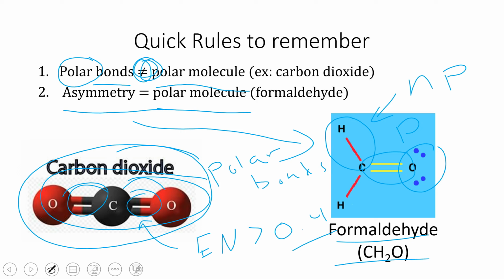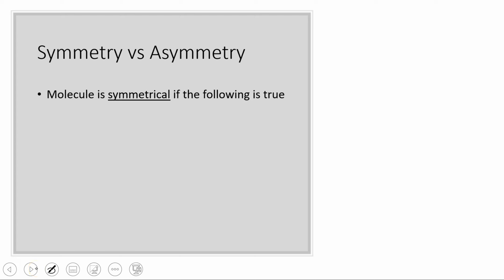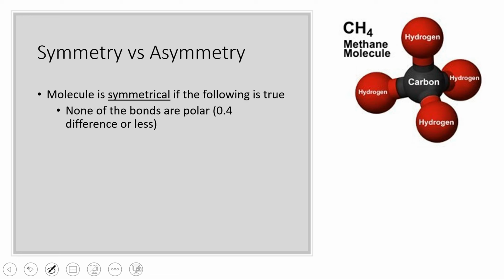All right. Now, symmetry versus asymmetry. How can we tell just by looking at the molecule, right? So a molecule is symmetrical if the following things are true about it. Number one, none of the bonds are polar, right? So in the case of methane, CH4, we've used this example in class a few times, all of the bonds are carbon-hydrogen bonds, right? So the bonds are non-polar because they have a difference in electronegativity of only 0.4, right? That is not enough to designate those bonds as polar. So all of the bonds are non-polar. Therefore, automatically, we have a symmetrical molecule.